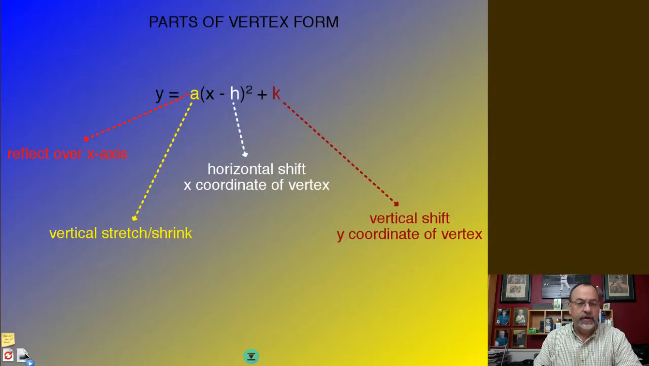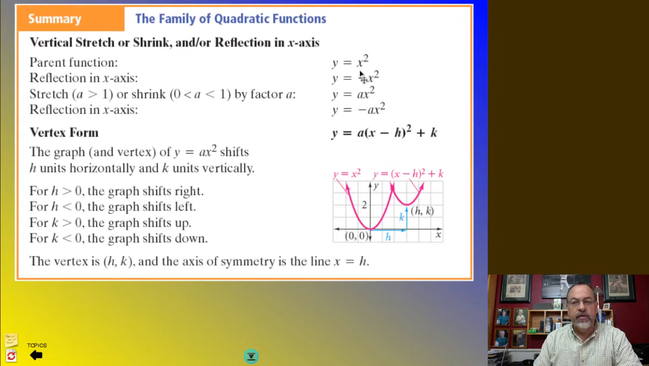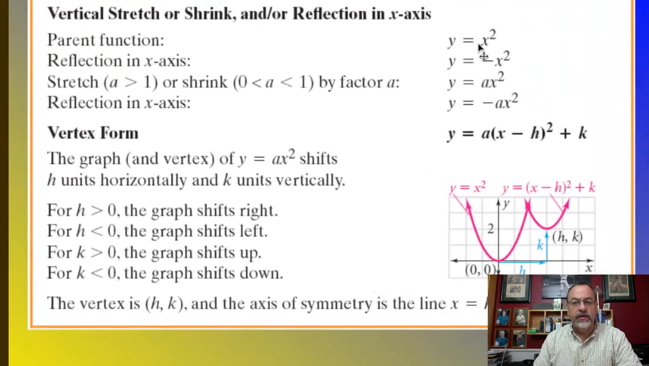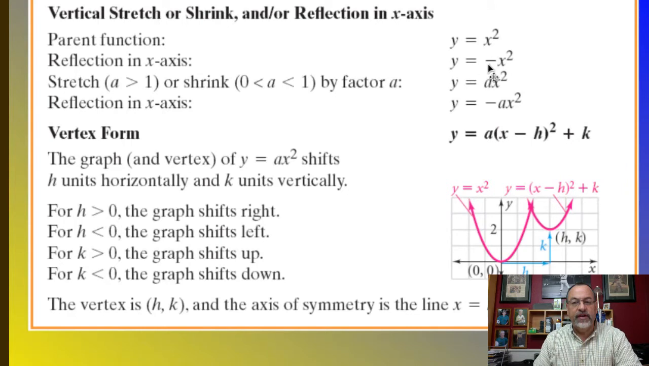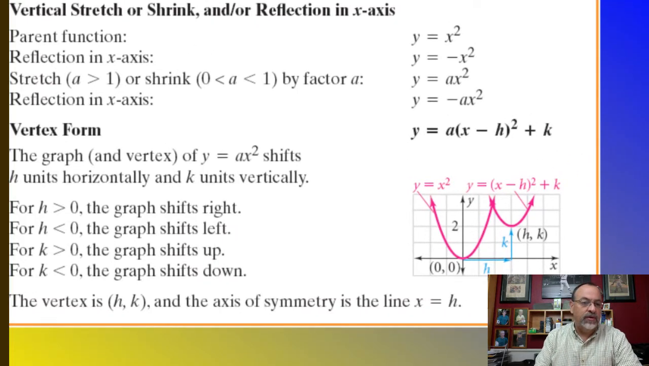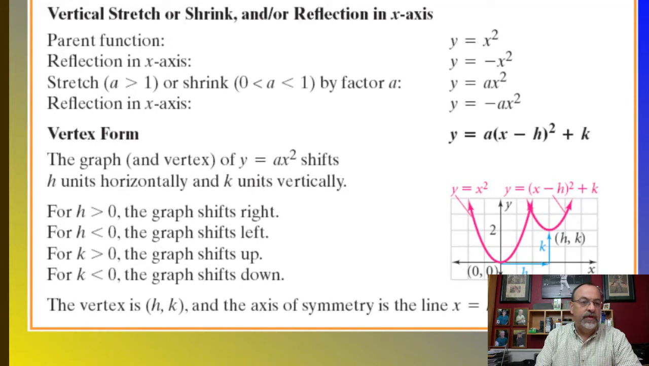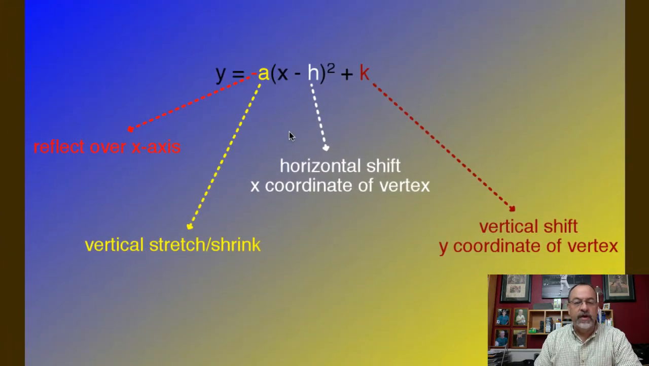So let me jump over here. So here we have our parent function, y equals x squared. If we put a negative sign in front, that's going to reflect it upside down. If we put a value in front of the x squared term, that's going to stretch it or shrink it. And then if we have the h or k, the h will move it to the right or left. Notice it's next to the x squared, and then the k is going to move it up or down. So if you put all these together, what we have is the vertex form of a quadratic.